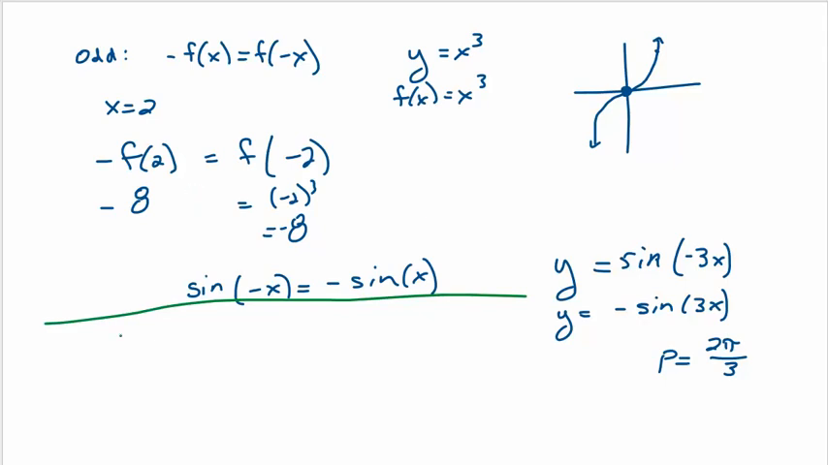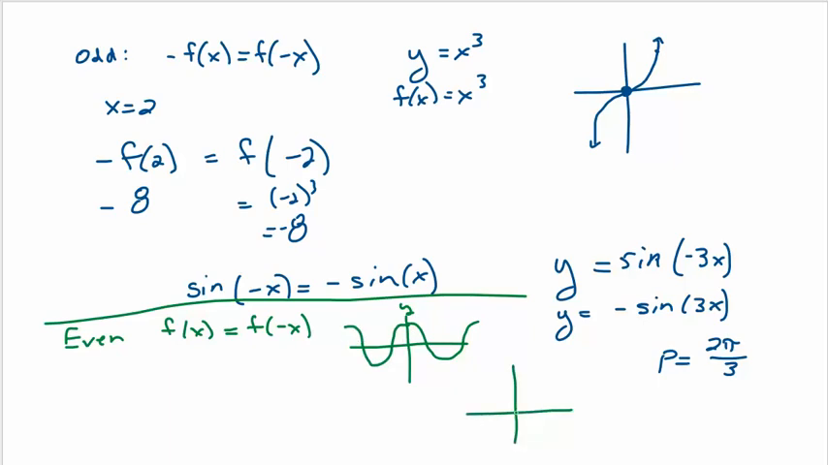Cosine is an even function. So remember, with an even function, the property is f of x equals f of negative x. And even functions like cosine are symmetric about the y-axis. So I could take this and reflect it over the y-axis and get that. Another example of an even function is y equals x squared, our old friend the parabola. If I take this and reflect it over, I get that. So that's an even function.